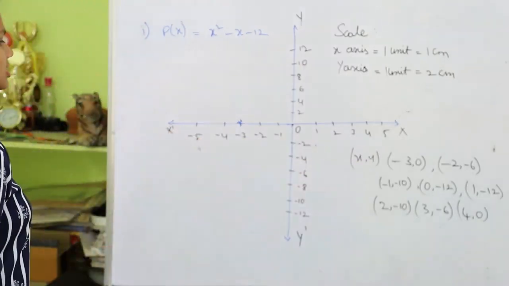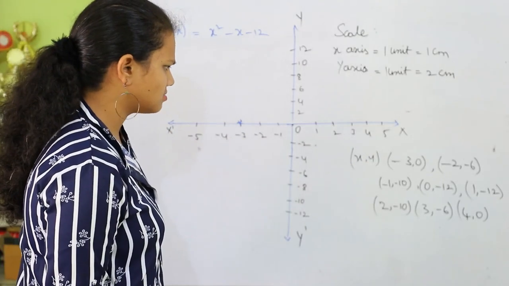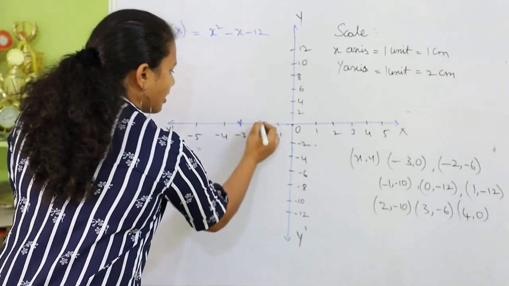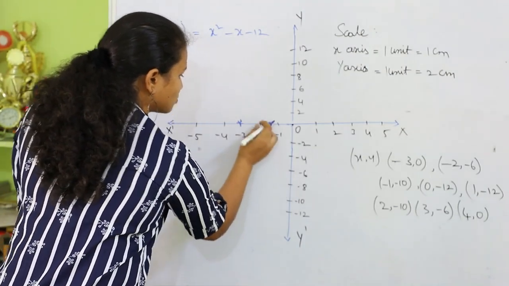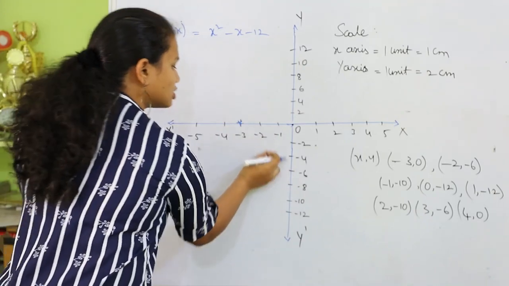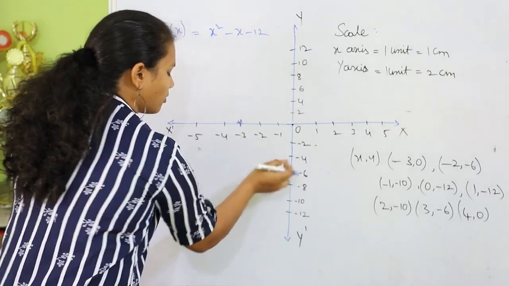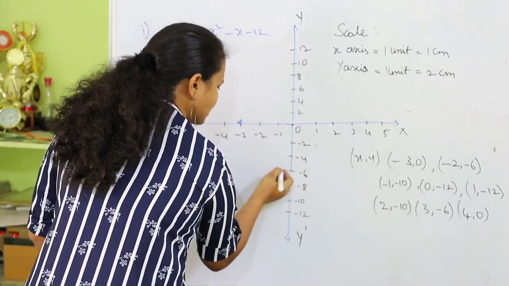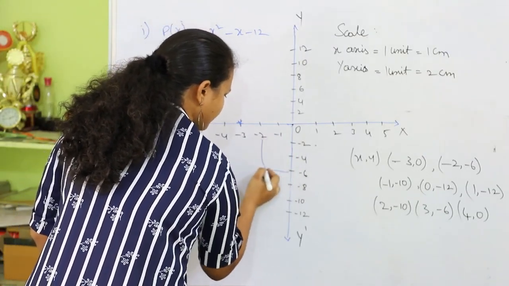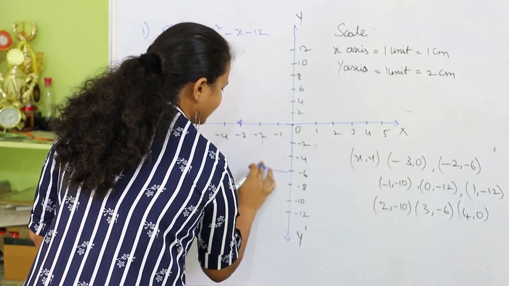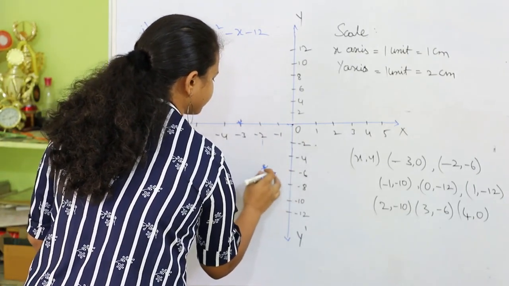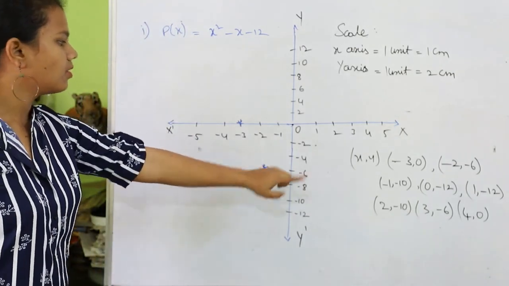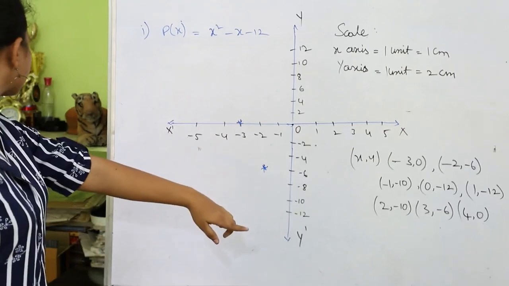Next, minus 2 comma 6. Minus 2 at the x-axis, minus 6 at the y-axis. So here you have minus 2, here you have minus 6. Let's imagine these two as friends, human beings, who join somewhere at this point. Therefore this will be the x comma y point. Clear?